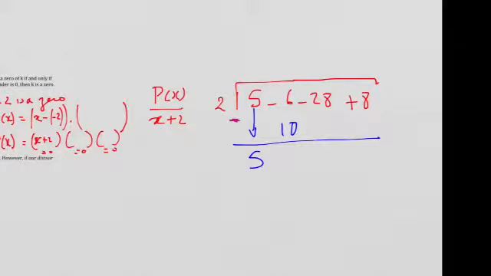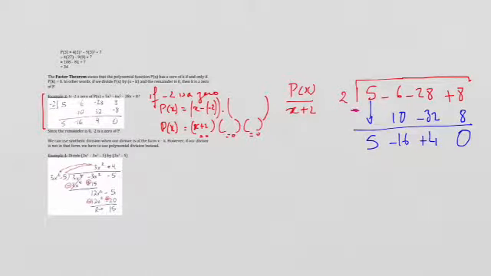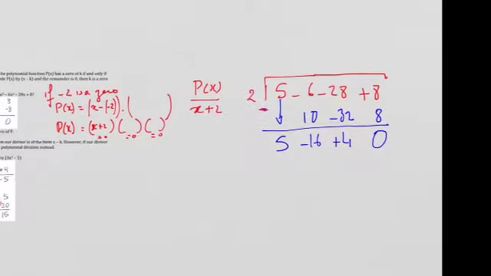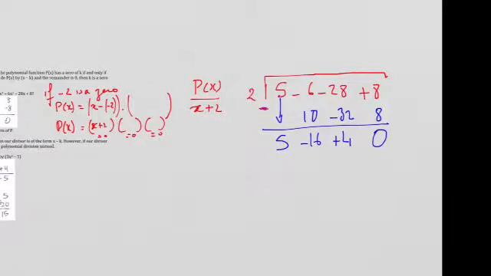Negative 16. I multiply by 2, I got negative 32. Because I'm subtracting, I'm going to have plus 32 with the negative 28. That gives me plus 4. And then 2 by 4 gives me 8. And I'm subtracting and I got 0. What was cubed becomes a square. So at the end of the day, I can definitely say that the result of the division of P of x divided by x plus 2 is going to be 5x squared minus 16x plus 4.